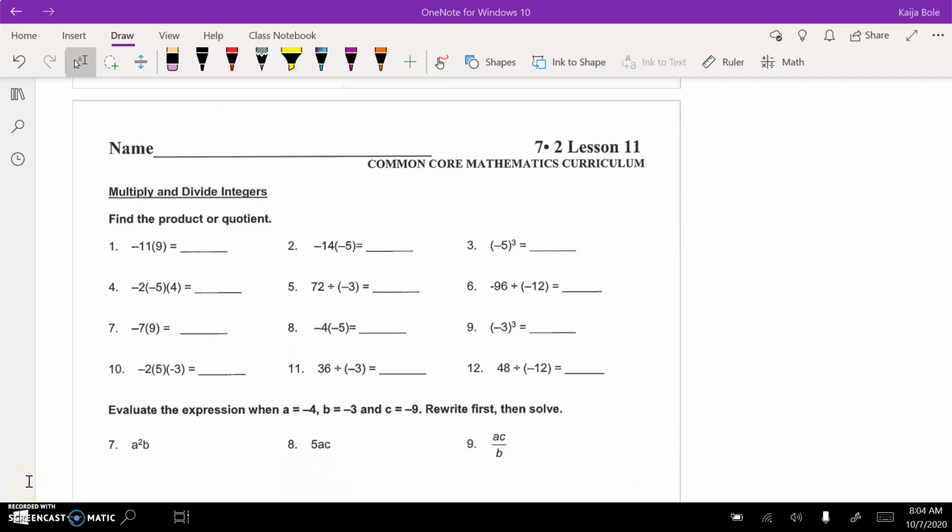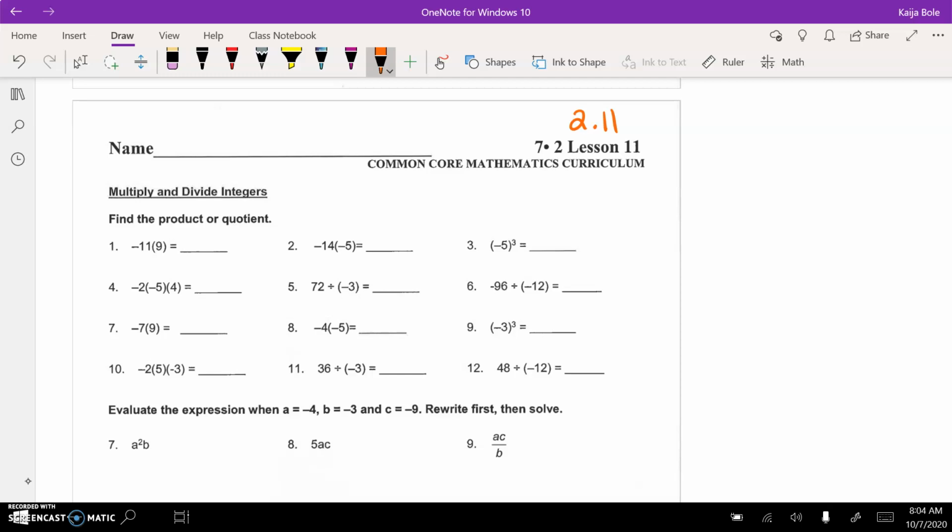Alrighty, here we are on the 2.11 classwork. So you are in your new classwork packet. The cover should say topic B on the front. And we are moving into multiplying and dividing integers. So the first section here, 1 through 12. The goal for today actually is to do the entire 2 pages, so 1 through 15.